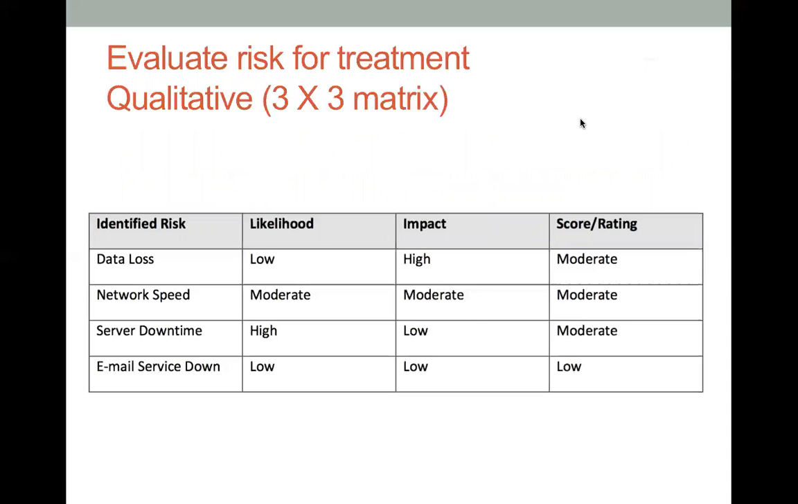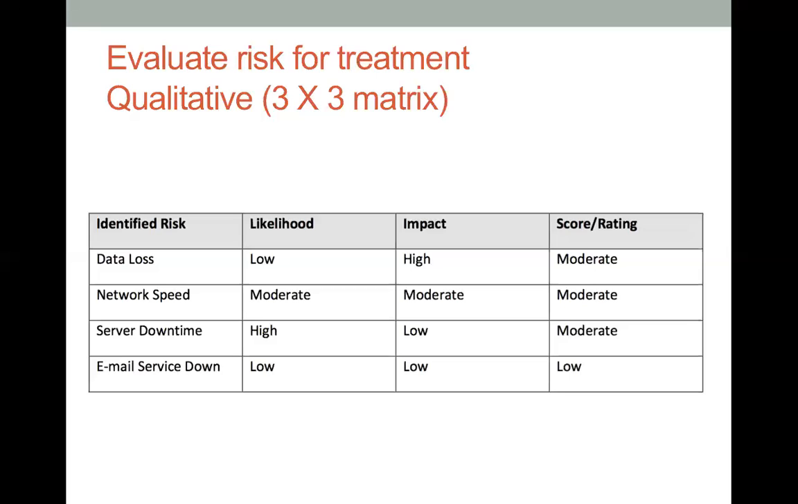Okay, now evaluating risk for treatment. Some people suggest qualitative. We have what we call a 3x3 matrix. The 3x3 matrix here refers to the rating that we use. There are 3 rating scales that we are using, which are low, moderate, and high, for both likelihood and impact. As a result, we get a 3x3 matrix, because both of them use low, moderate, and high.